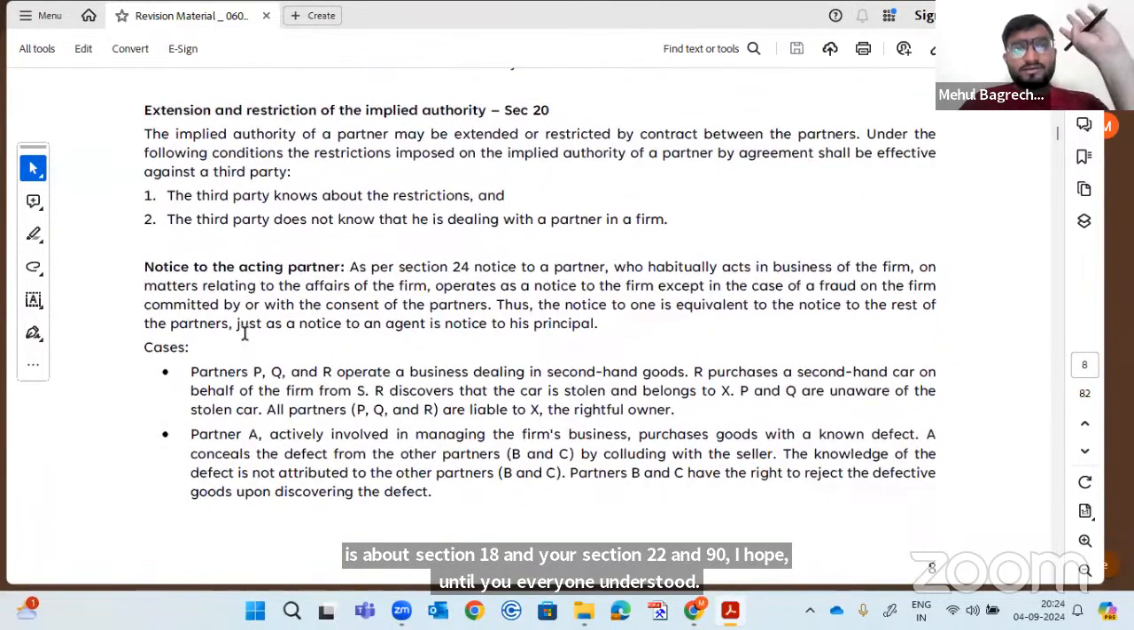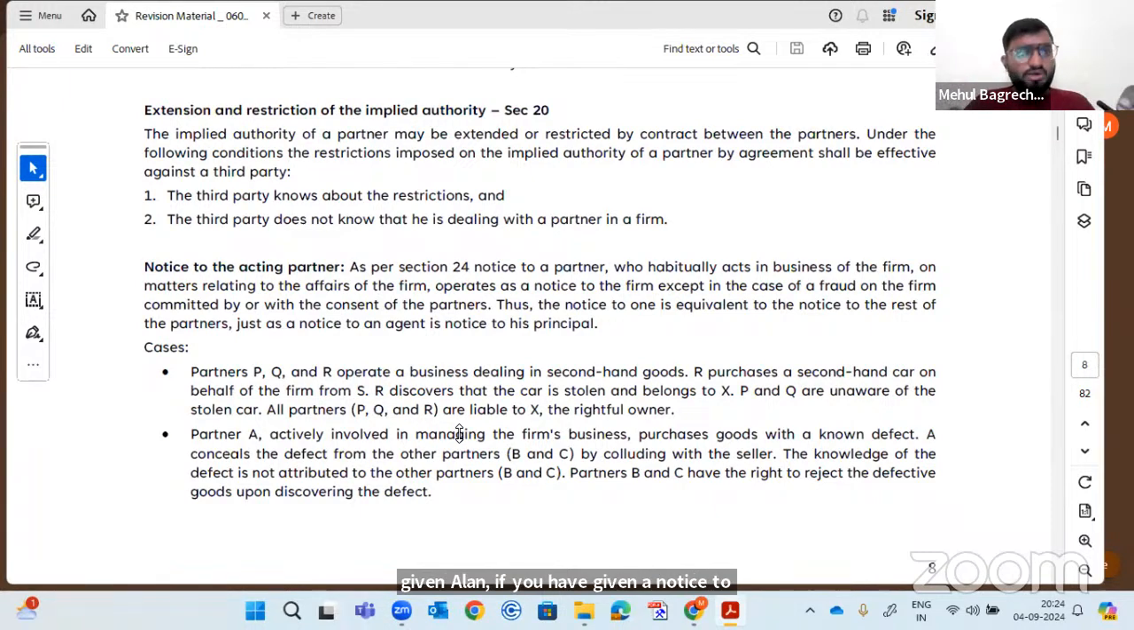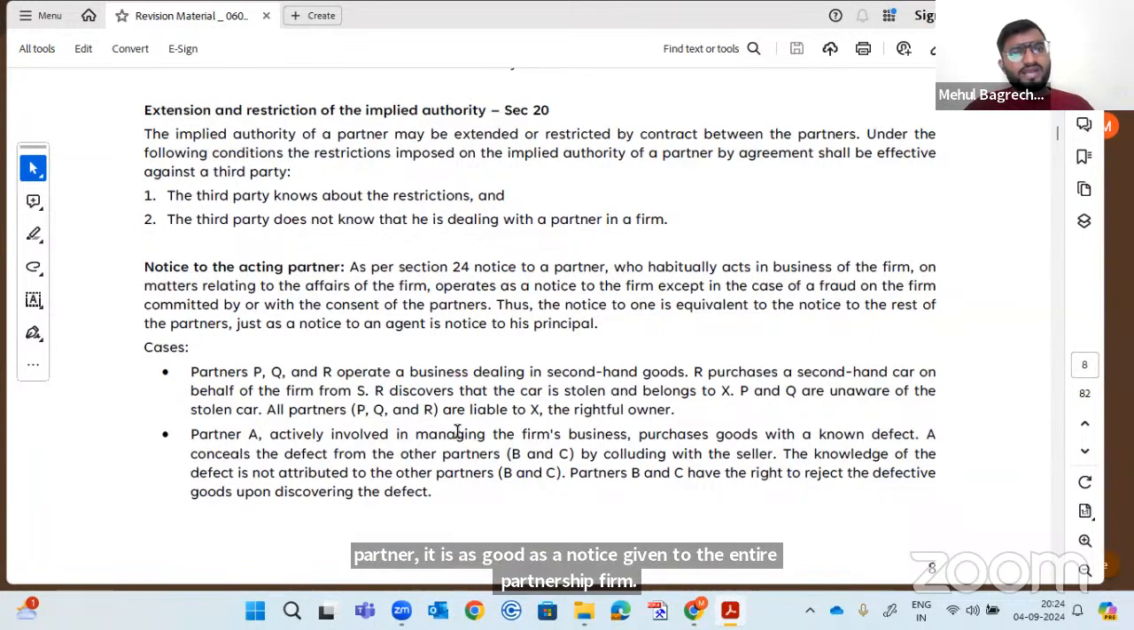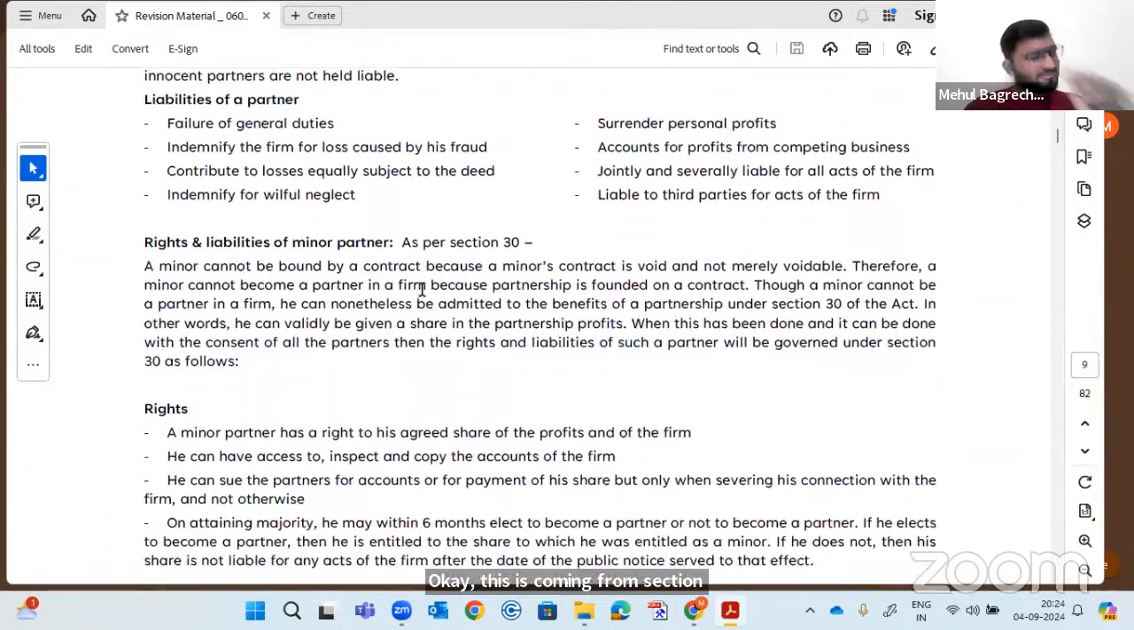Notice to the acting partner, section 22. If you have given a notice to the acting partner, it is as good as a notice given to the entire partnership firm. This is coming from section 24, and there are a couple of case studies here. Then liabilities of the partners, very simple. My favorite topic, section 30.